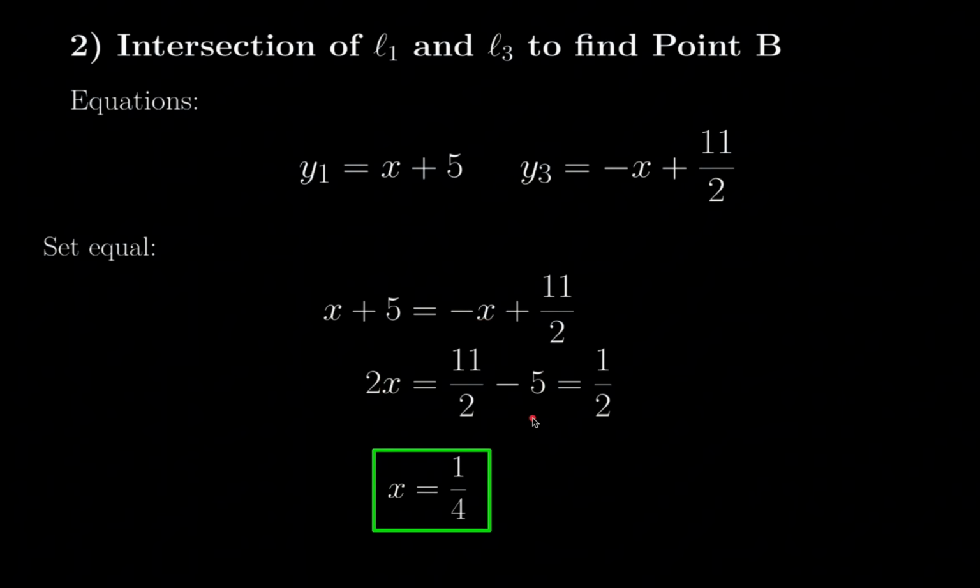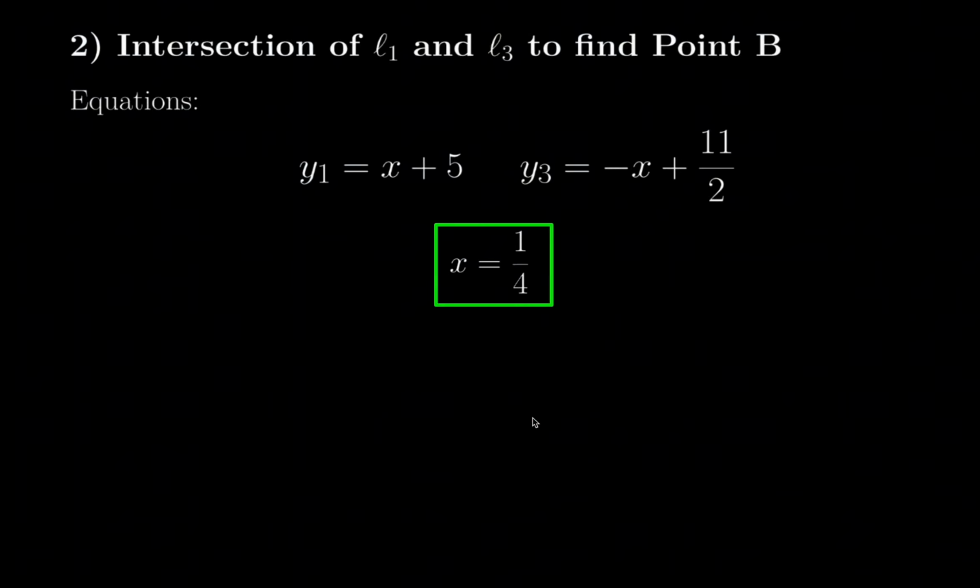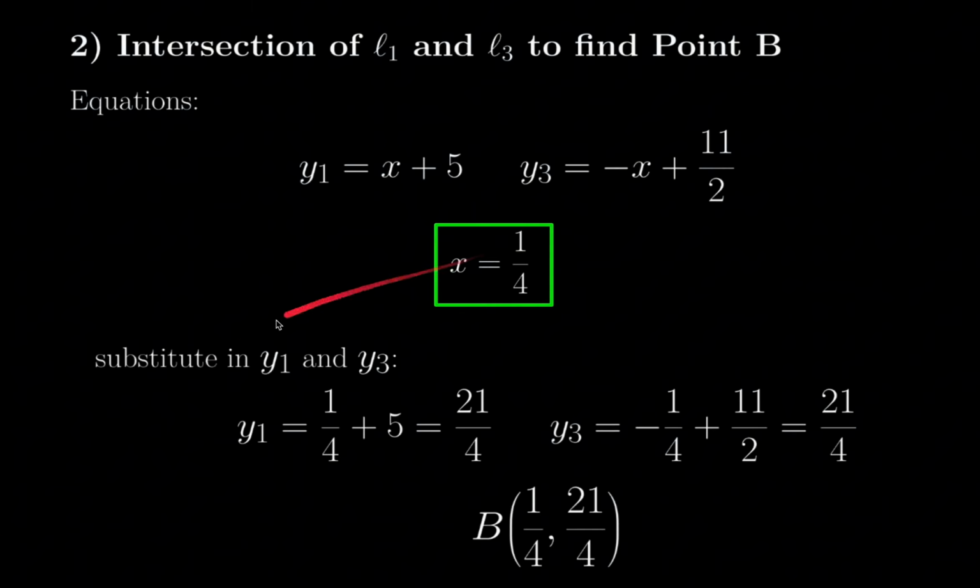We can simply plug that into either y1 equals x plus 5 or y3 equals -x plus 11 over 2 to solve for the y point. It doesn't matter which equation you plug it into, because both of them share the same y value. If we plug it into y1, we get that 1 over 4 plus 5 is equal to 21 over 4. If we plug it into y3, we get that -1 over 4 plus 11 over 2 is equal to 21 over 4 as well.